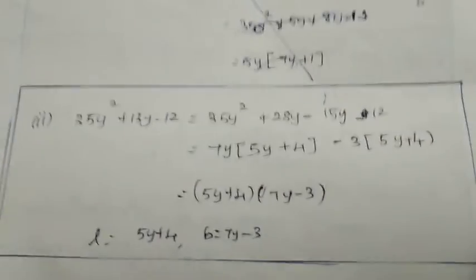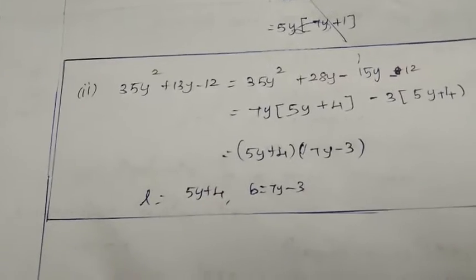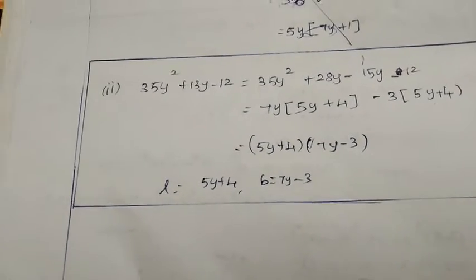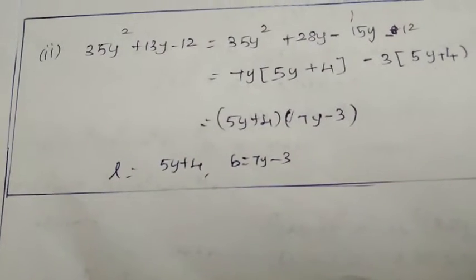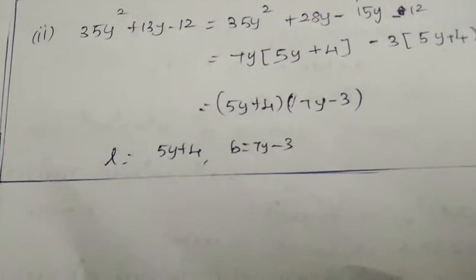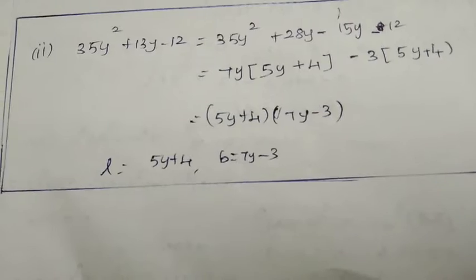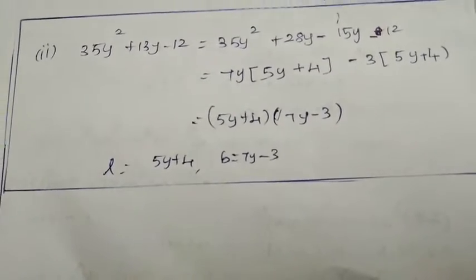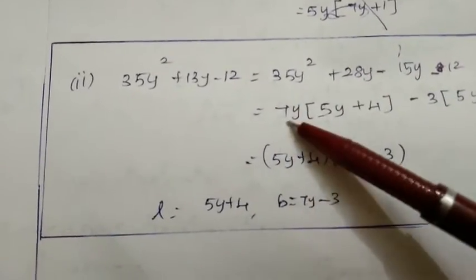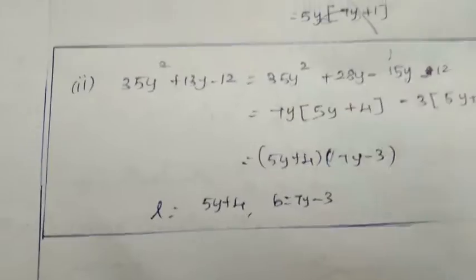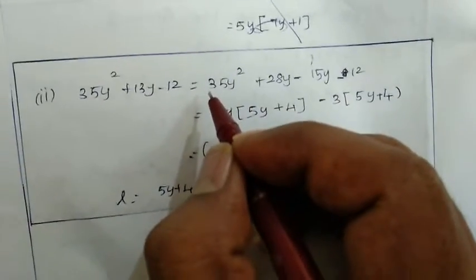Next problem. 35y squared plus 13y minus 12. Split 13 as 28 minus 15. Then only we can take outside. Now 28 minus 15 is 13. No addition. Right. Here 35 and 28, it's a multiple of 7. So 7 we can take outside. Right. Further this one we can write.